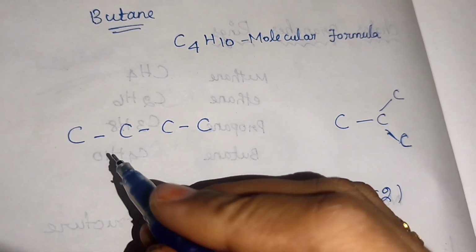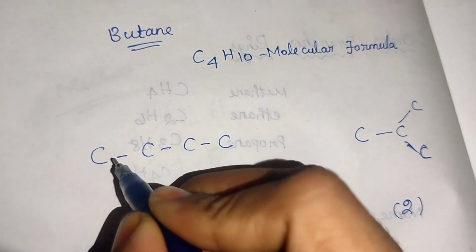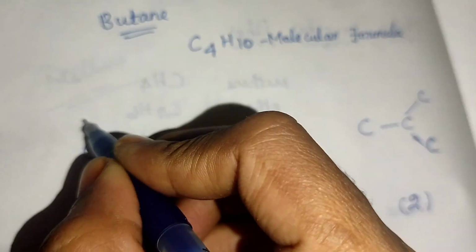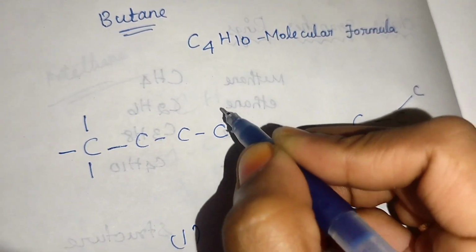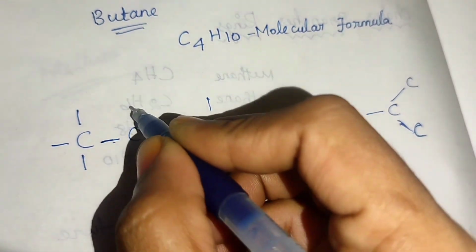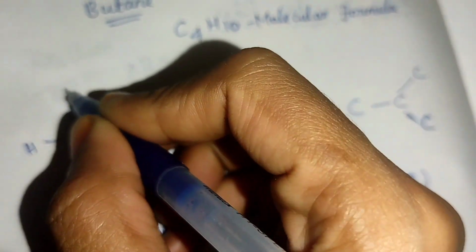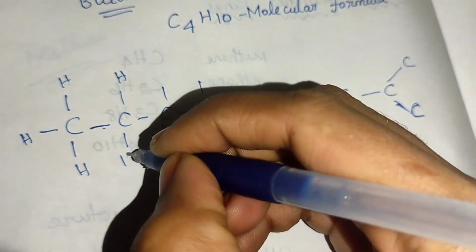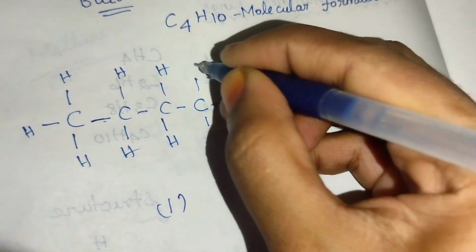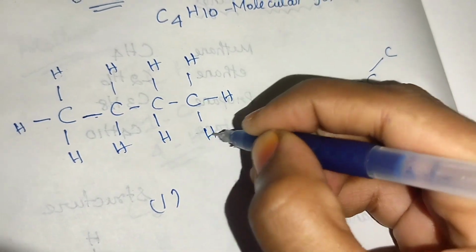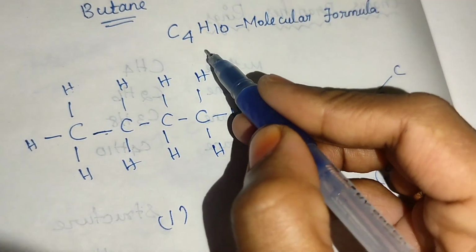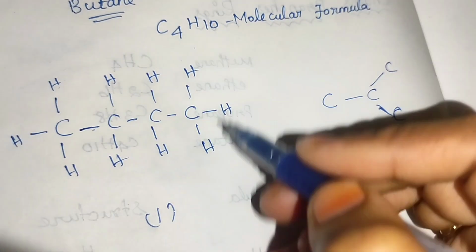Now you have to complete the valency here. For this carbon 1 valence is here, balance 2, 3, 4. For this 1, 2, 3, 4. So I am writing hydrogens 3, 4, 5, 6, 7, 8, 9 and 10. So totally 4 carbon and 10 hydrogen were completed here.